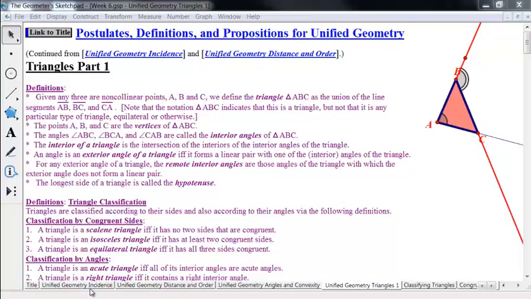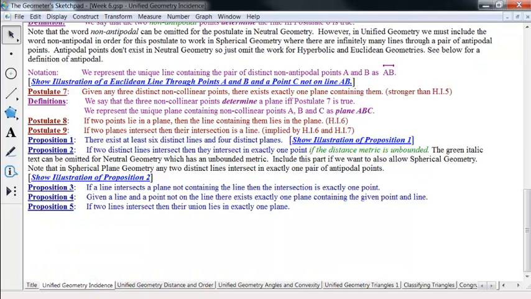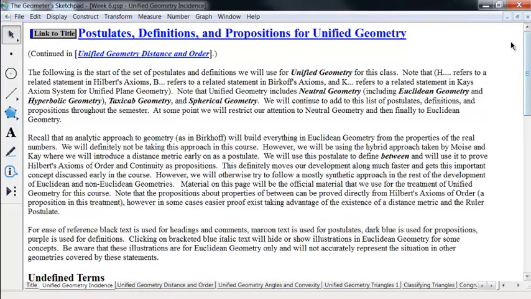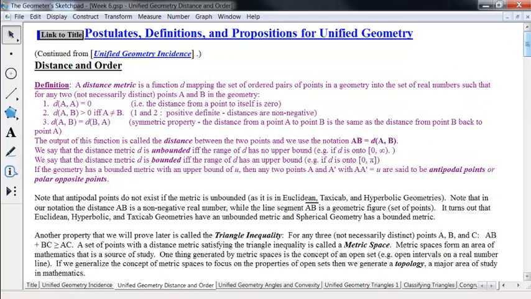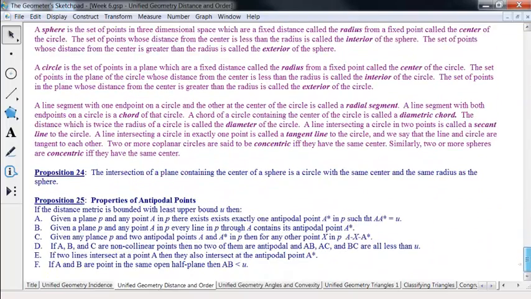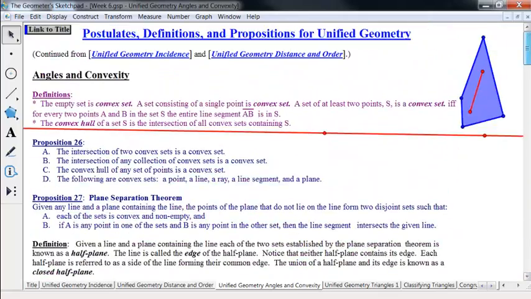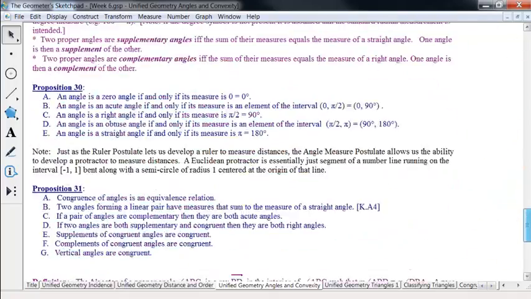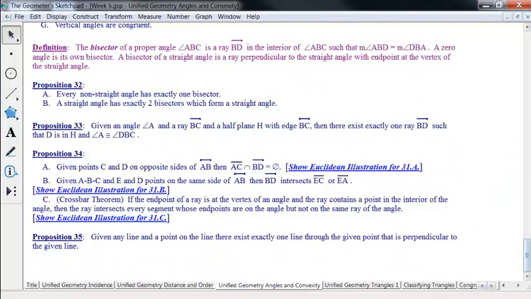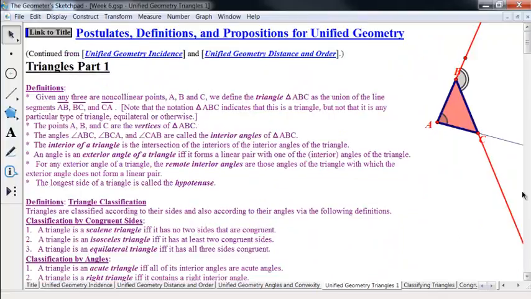Okay, let's talk a little bit about formally what we have on our postulates, definitions, and propositions for unified geometry about triangles. Now remember, this builds on our incidence stuff that we have from the first couple of weeks here, then our things that we did on distance and order, our information on angles and convexity here, and we're building on that to talk about triangles.